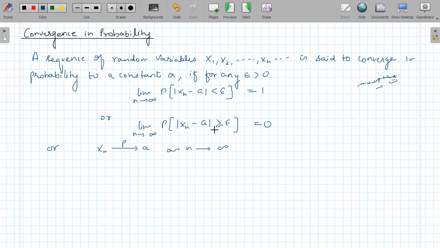In other words, we can also say that if the difference between xn and a is greater than any positive real number, its probability approaches 0. Means you are getting the difference less than epsilon, so obviously the probability of getting the difference greater than epsilon will approach 0 as n approaches infinity. So this is called convergence in probability.